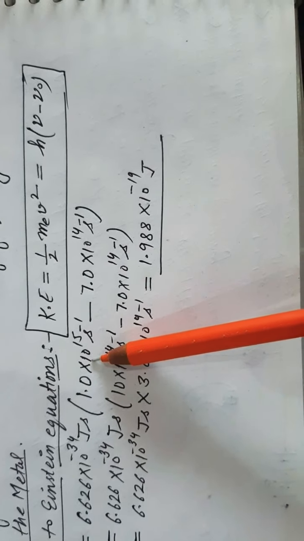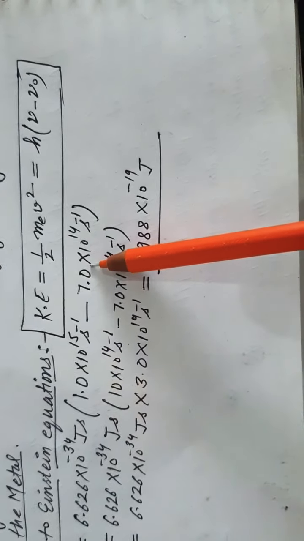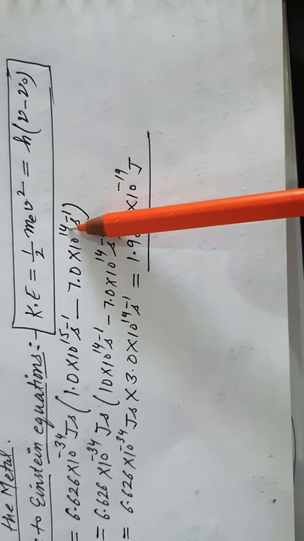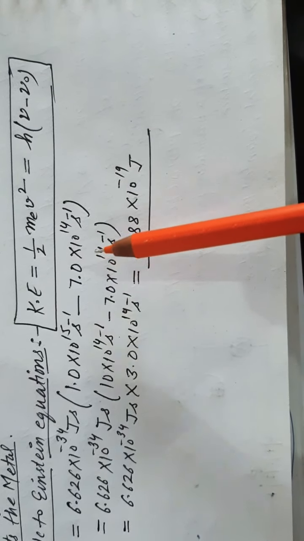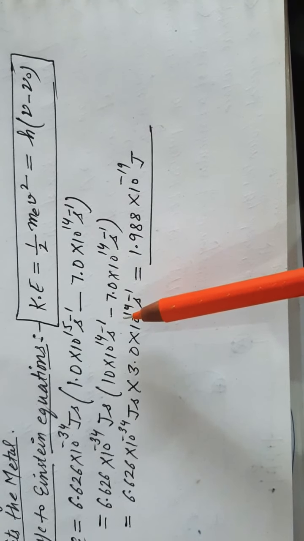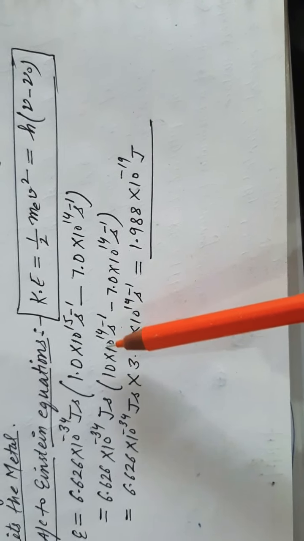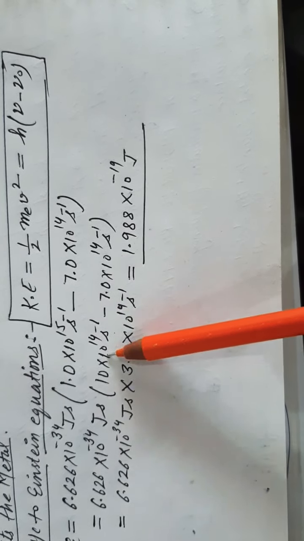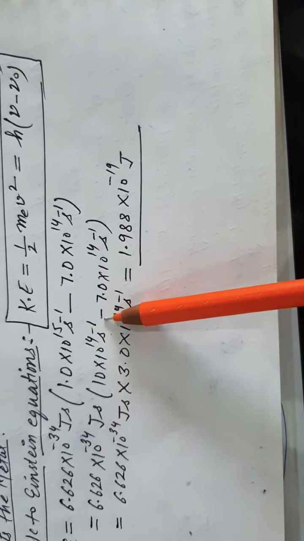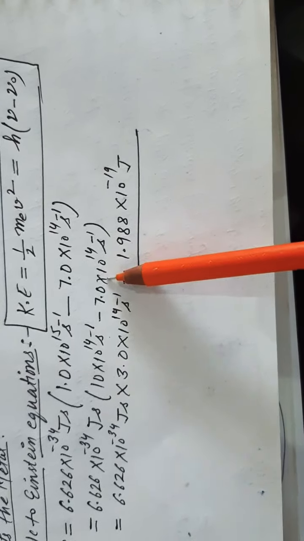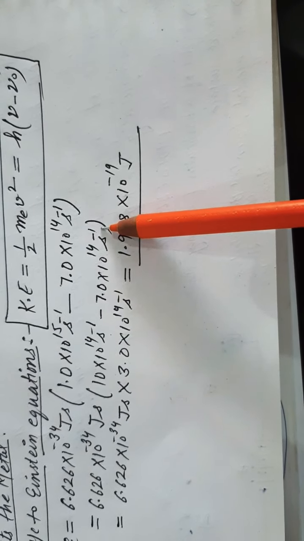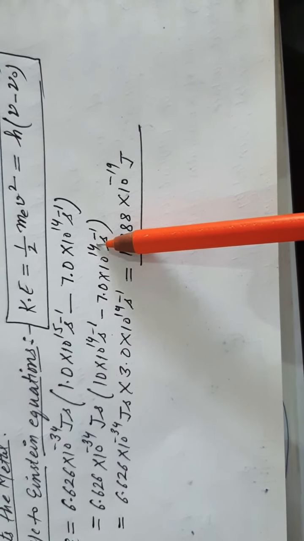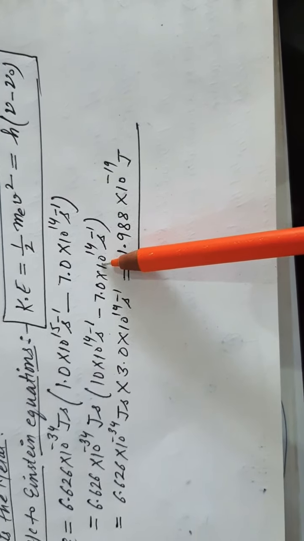So you have to subtract one frequency from the other, but here it is 10 raised to power 15 and here it is 10 raised to power 14. So in that case you have to make the power values the same, so that the calculation will be easy. Or we can also write 1 into 10 raised to power 15 as 10 into 10 raised to power 14 second inverse, minus 7 into 10 raised to power 14 second inverse. So both have the same power value, so it will be easier to calculate.